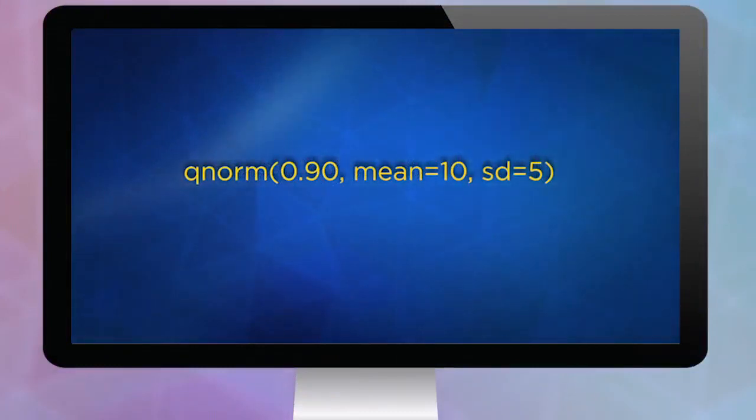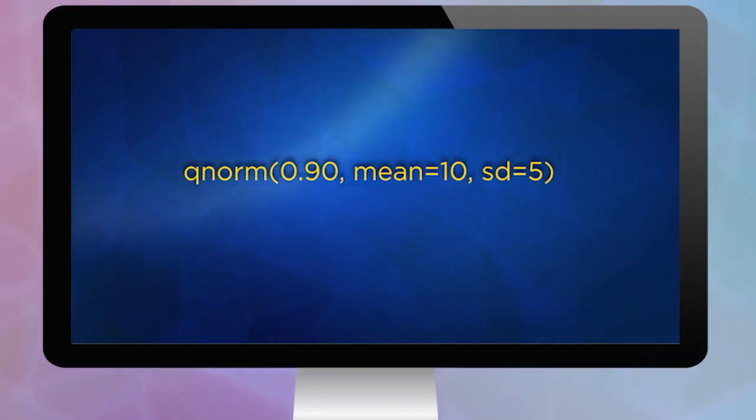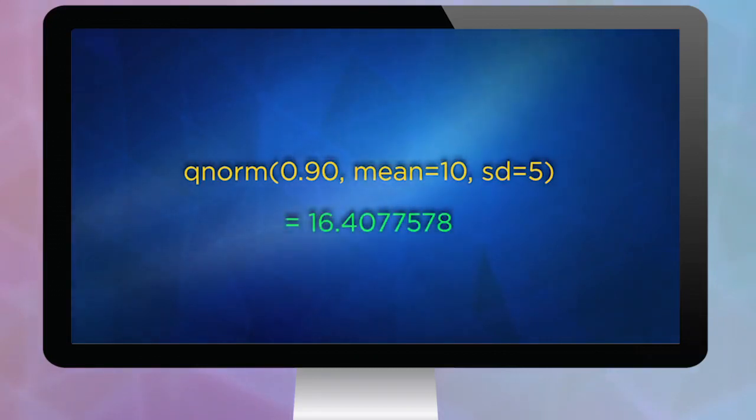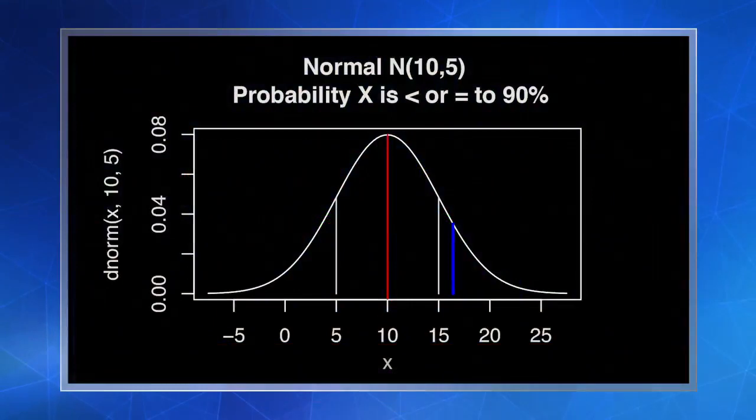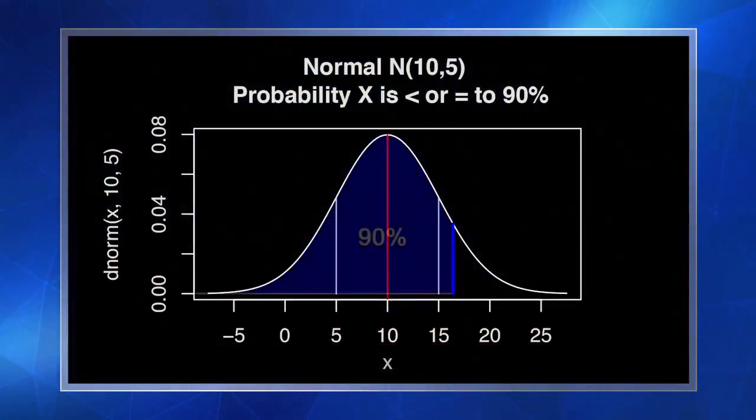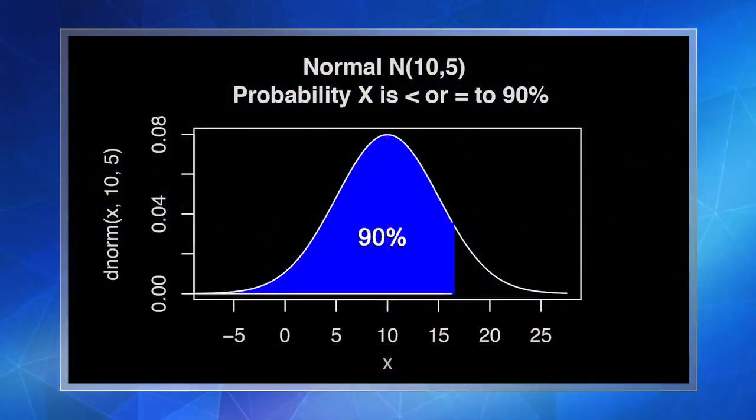A couple ways I could find that. Option 1, I could actually do this directly in R using the qnorm command. So if I wanted to find, say, the 90th percentile, I'm going to look for that value of A where the probability that X is less than or equal to A is equal to 90%. I plug that directly into qnorm: qnorm of 0.90 with a mean of 10 and a standard deviation of 5. That gives me a value of 16.4. All right, so what does that mean? Well, that says this: for my normal 10-5 distribution, the probability that X is less than or equal to 16.4 is equal to 90%.